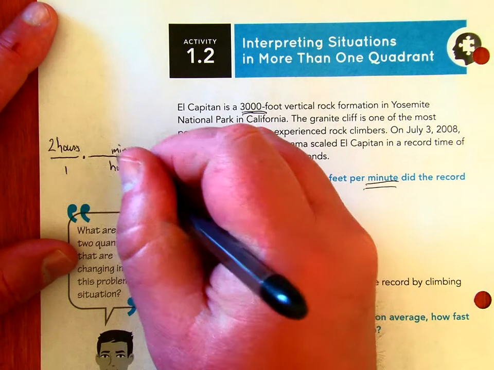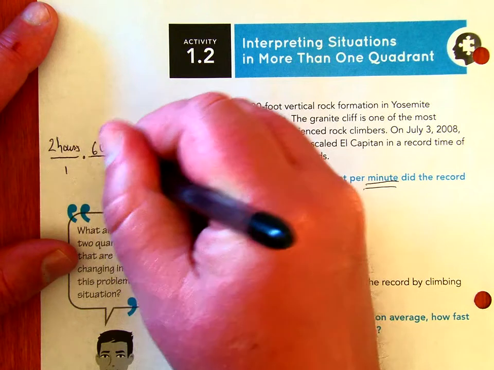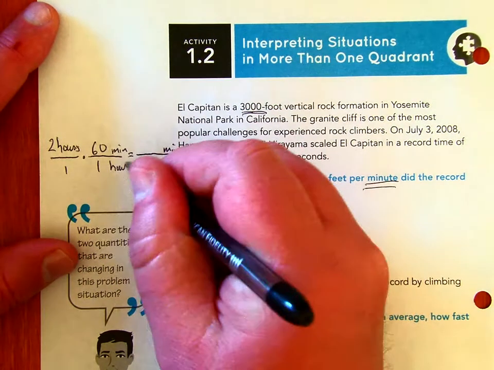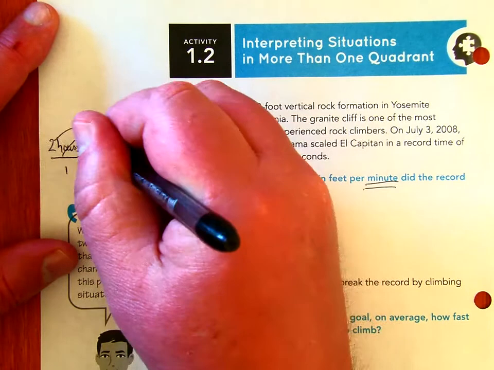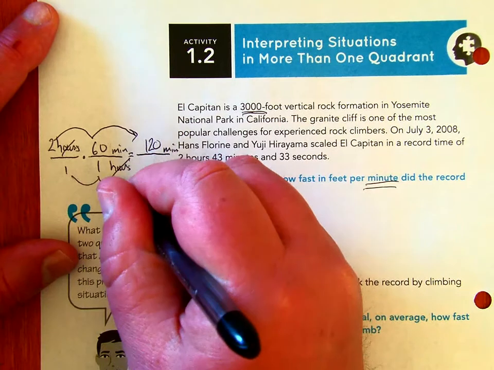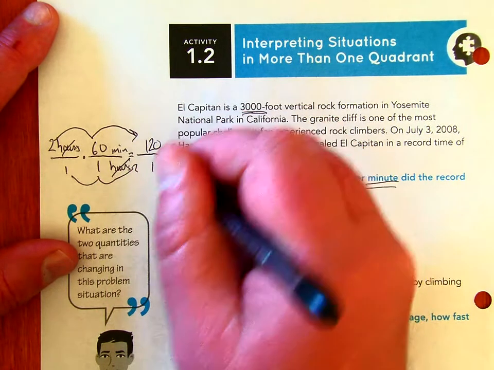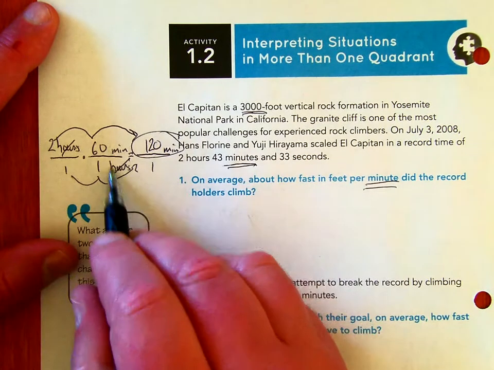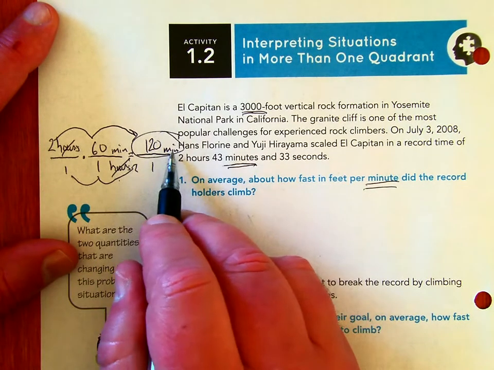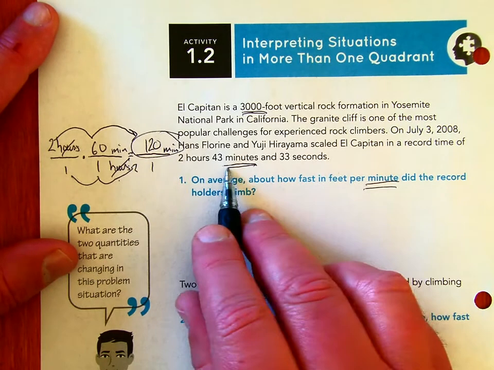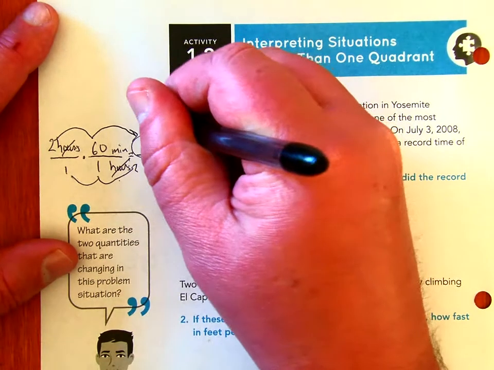How many minutes are in an hour? 60 minutes are in 1 hour. And this is where you get to use some math skills. Hours cancel out. 2 times 60, 120. 1 times 1 is 1. 120 over 1 is 120. And my units left behind is minutes because hours cross-canceled. Minutes, 43 minutes, those are already in minutes, so that's nice.